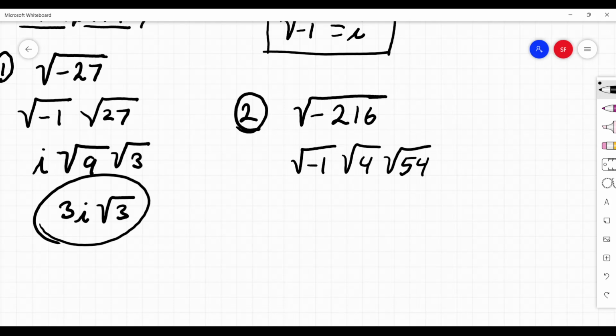What's the square root of -1? What's the square root of 4? 2. So we've got 2i times the square root of 54. Are there any perfect squares that go into 54? No. Good try, though. 49 doesn't, does it? 9 times what equals 54? 9 times 6. 9 times 6 equals 54.